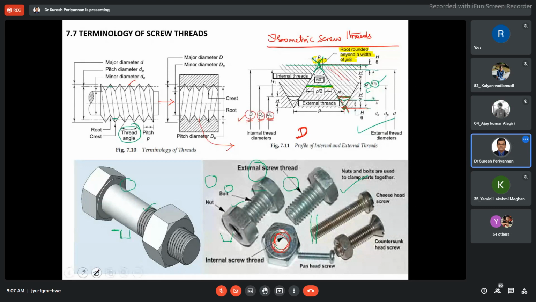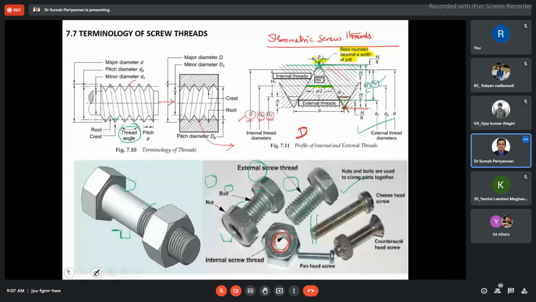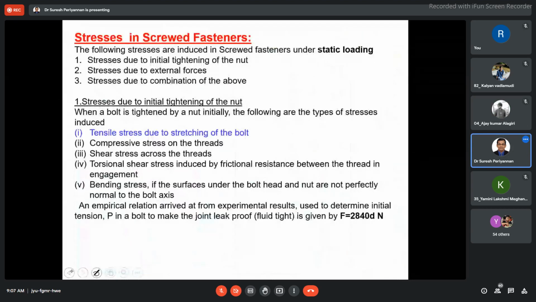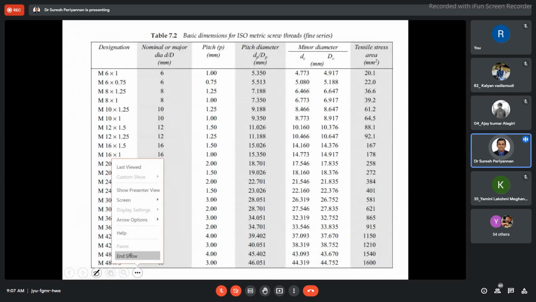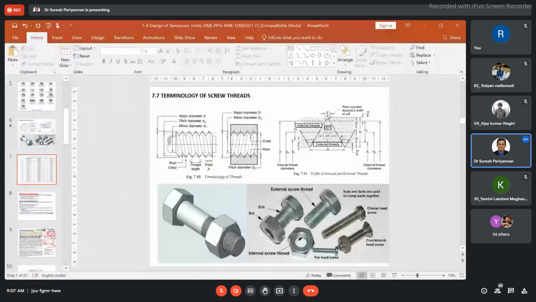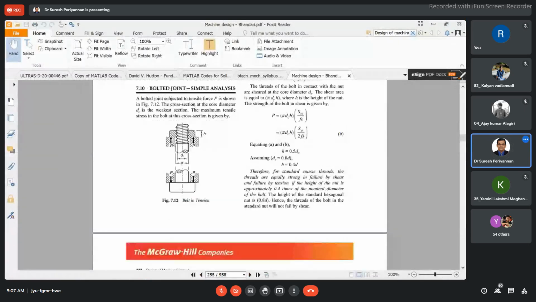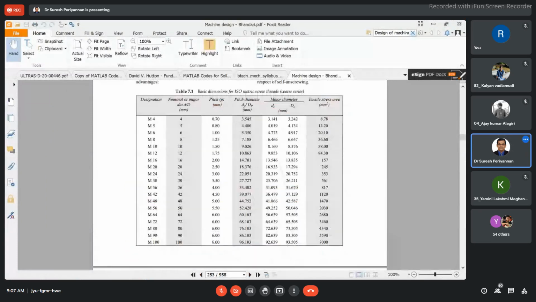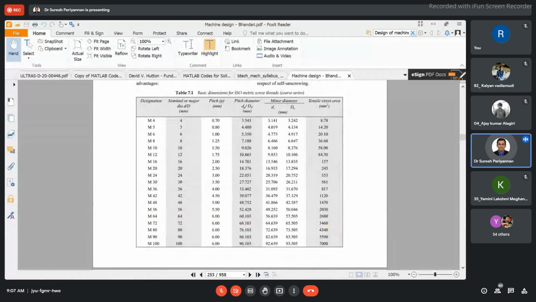So now I come to this standard specification. This is for fine series. Where is coarse series? I think I missed out. I will show you here in the book directly. Yeah. See, this is the coarse series.